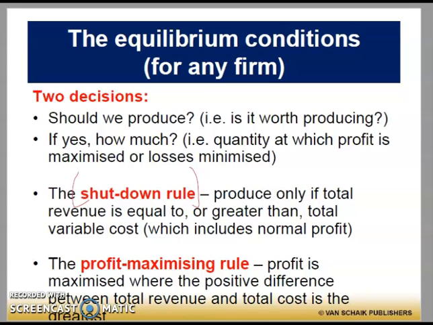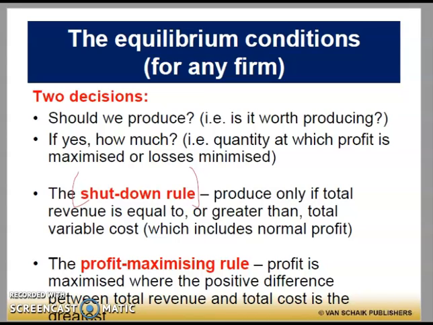Production should therefore take place in the long run only if total revenue is sufficient to cover all costs of production. The second one is the profit maximization rule. The second rule is that firms should produce that quantity of the product such that profits are maximized or losses are limited. Profit maximization can be explained in terms of total revenue and total cost, or in terms of marginal revenue and marginal cost.